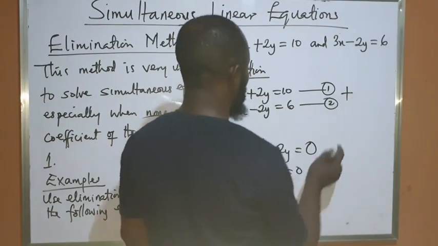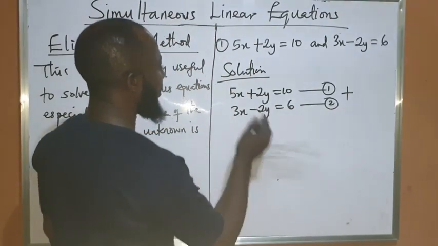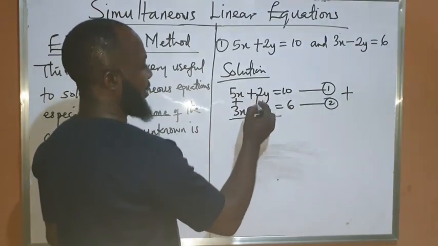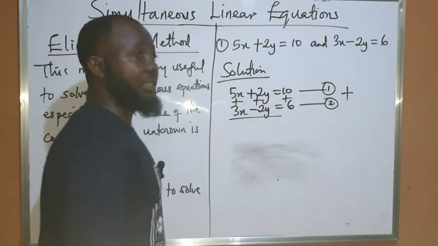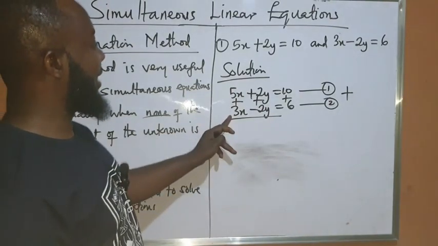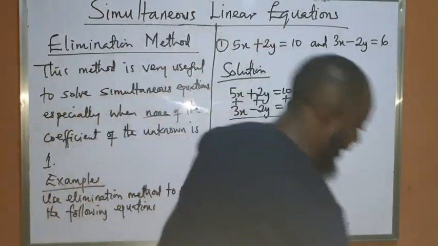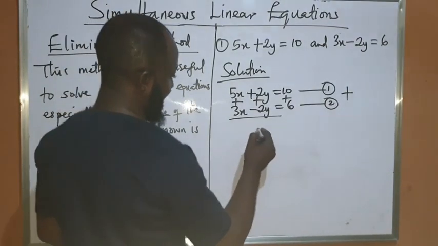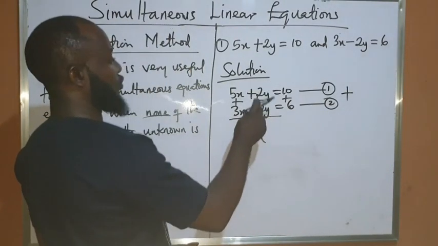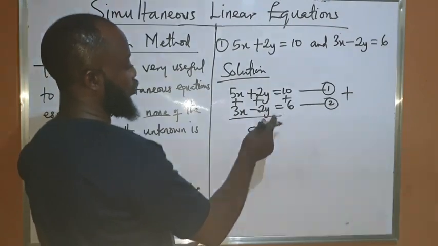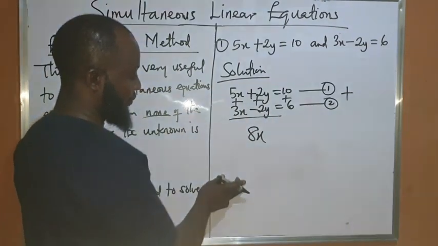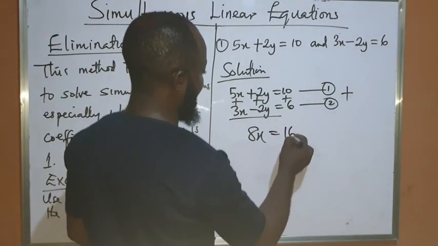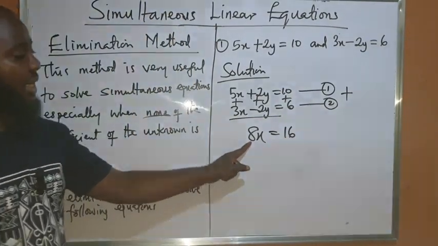Add the equations. So we add this plus this, so that the equation will balance. So 5x plus 3x will give us what? 8x. While 2y plus minus 2y will give us 0. Equals 10 plus 6 equals what? 16. You can see that we have a linear equation.